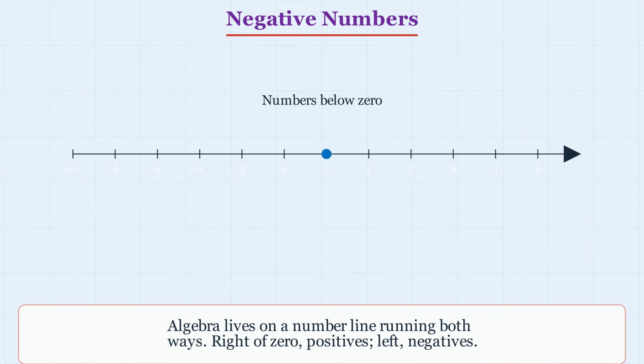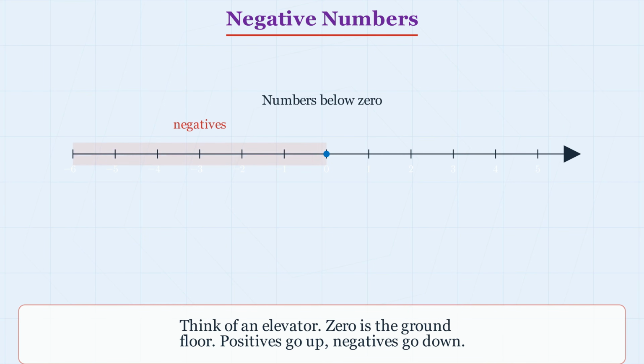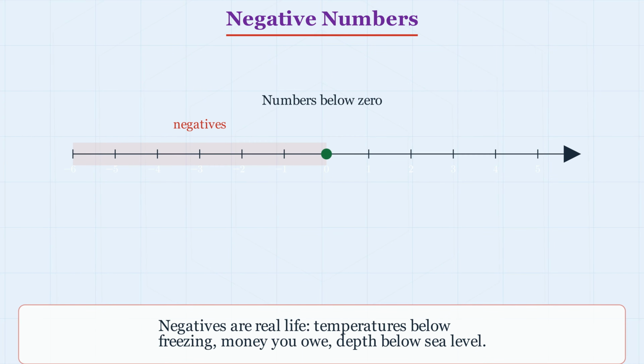Algebra lives on a number line running both ways. Right of 0, positives; left, negatives. Think of an elevator. 0 is the ground floor, positives go up, negatives go down. Negatives are real life: temperatures below freezing, money you owe, depth below sea level.